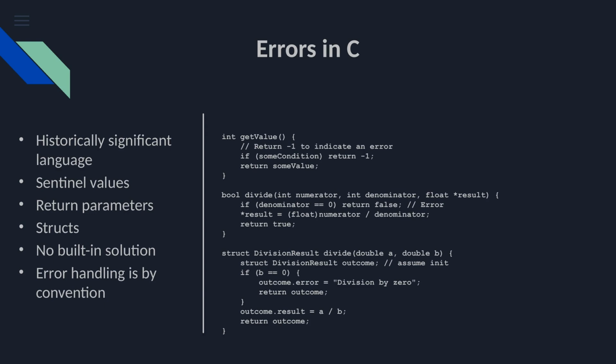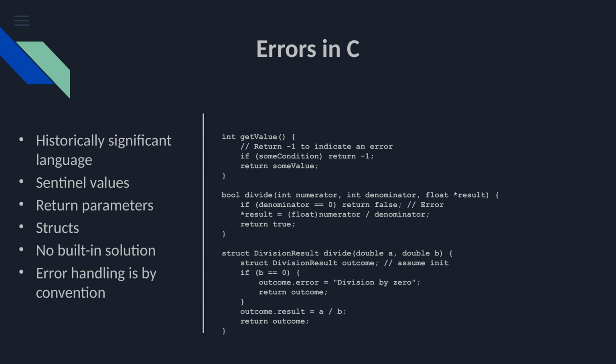C is a basic language with historical significance that influenced nearly all modern languages. We cannot talk about error handling without understanding its history, mainly because C has no built-in handling. It evolved by convention. One technique is it used sentinel values, which are special return values such as -1 used to signal an error. This is acceptable when your function can never return that value.